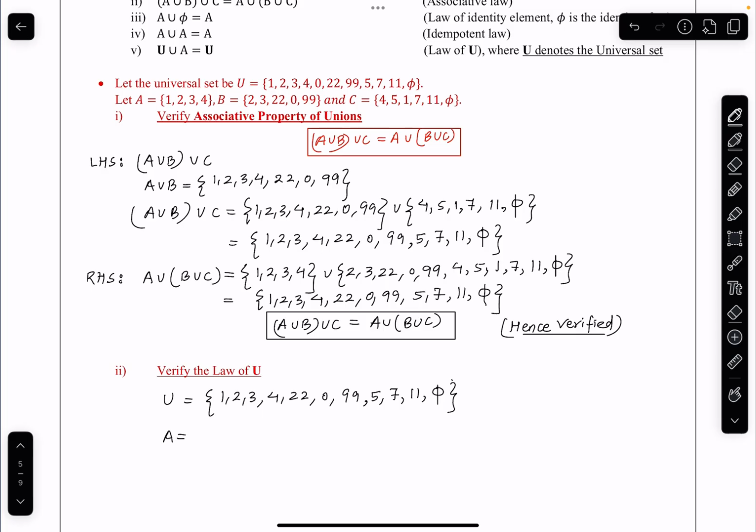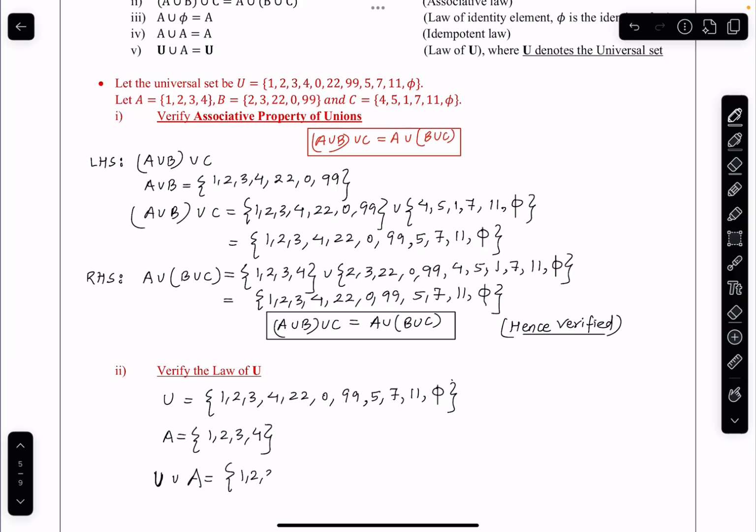The set A is the set which has 1, 2, 3, 4 in it. And now we are talking about the union of them both. When we are talking about union, we are taking the collection which has elements of both these sets. So we'll just collect the elements of each of these sets.